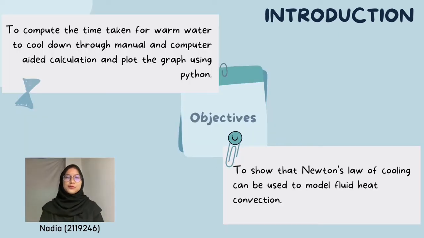Moving on to the objectives of our study, the first objective is to compute the time taken for warm water to cool down through manual and computer-aided calculation and to plot the graph using Python. The second objective is to show that Newton's law of cooling can be used to model fluid heat convection.